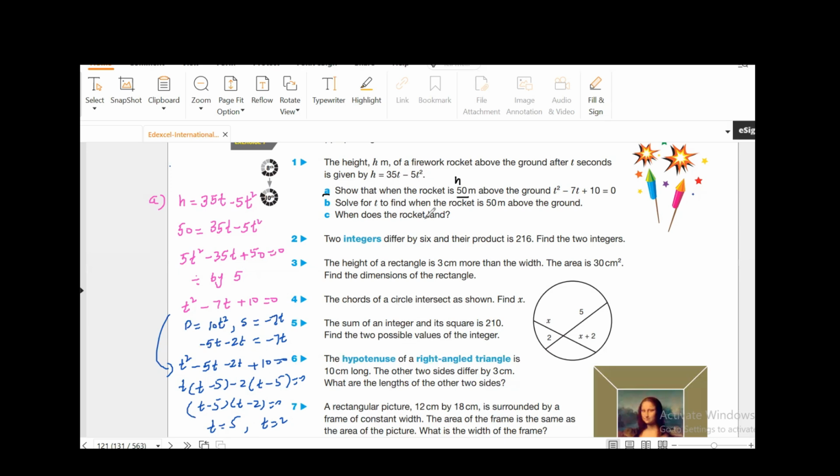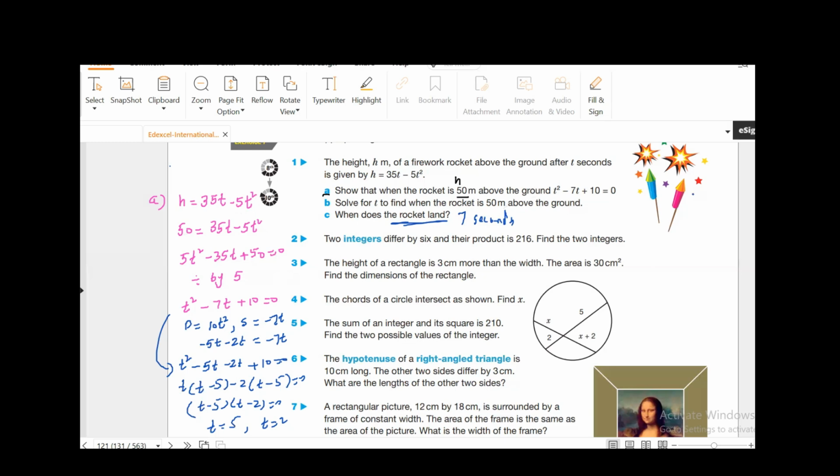So when does the rocket land? It is 5 plus 2, which is 7 seconds. So in 7 seconds, it will land. I hope you understand how I found the values of t by using the factorization concept, and we have shown the result as well.